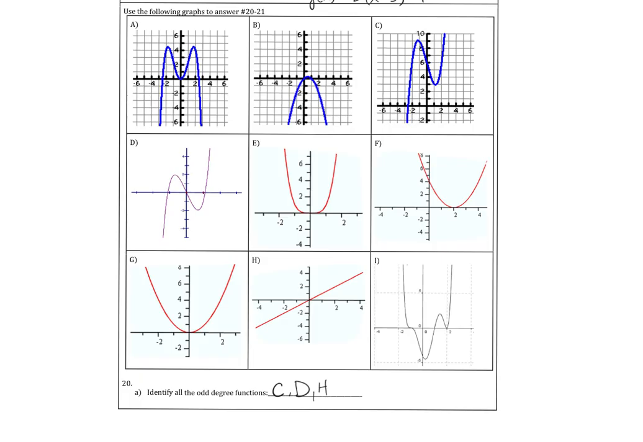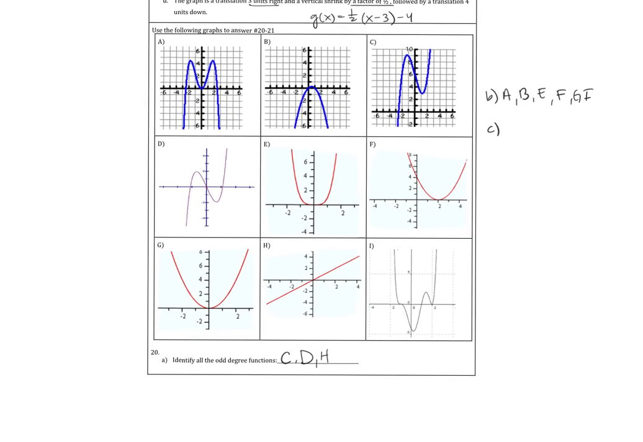So this is kind of cut off, so I'm going to write the answers down here. Part B asks for even functions. That's where both endpoints are going the same direction. That would be A, B, E, F, G, and I.